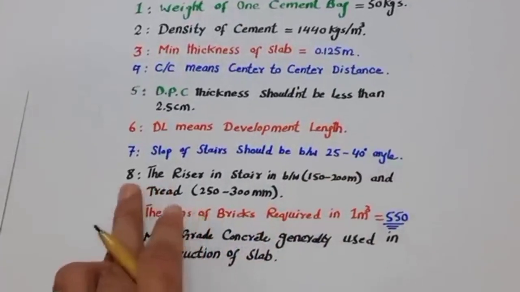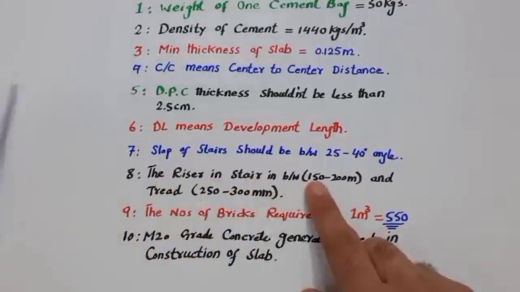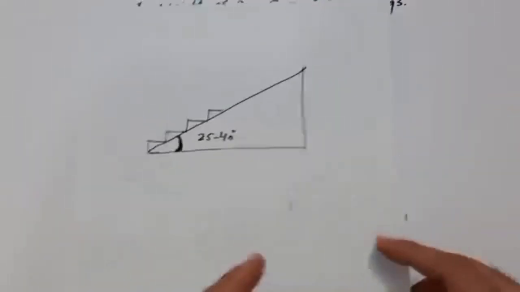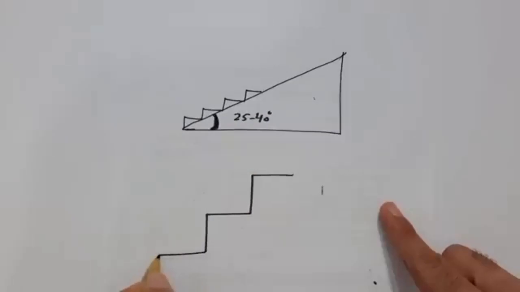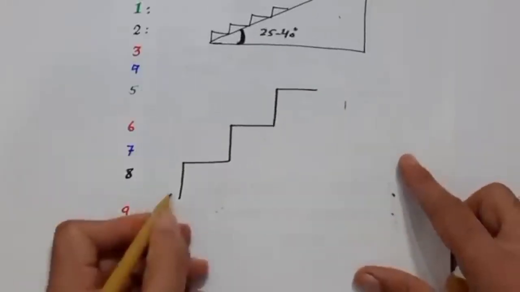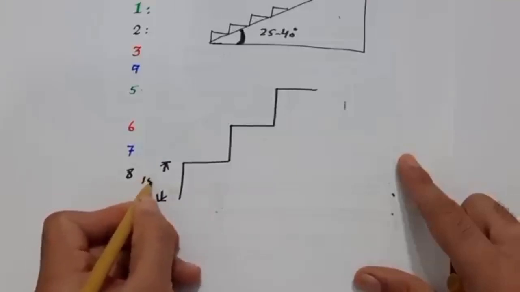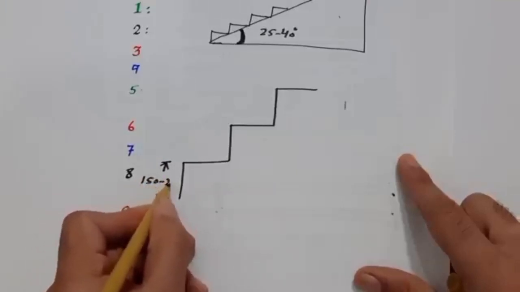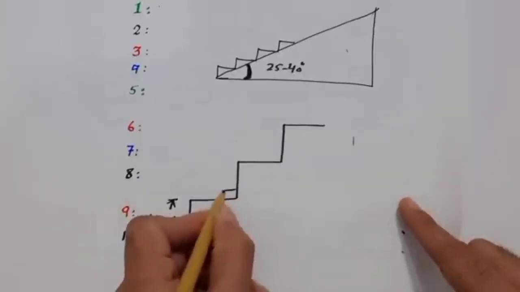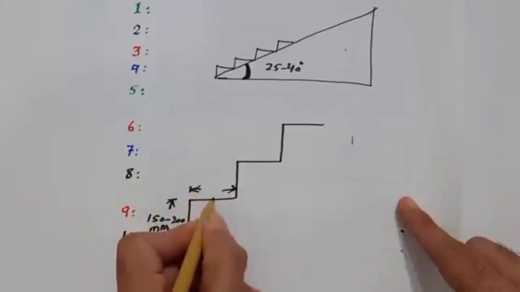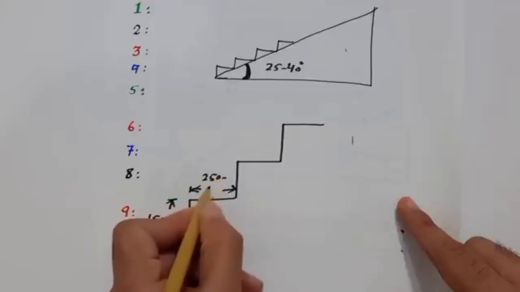Next one, guys, you can see here 8, the riser in stairs is between 150 to 200. Riser means, as you can see, in the steps, this is called riser, so it should be between 150 to 200 millimeters, this height. Okay, and the next one, this is called tread. So the tread should be 250 to 300 mm.